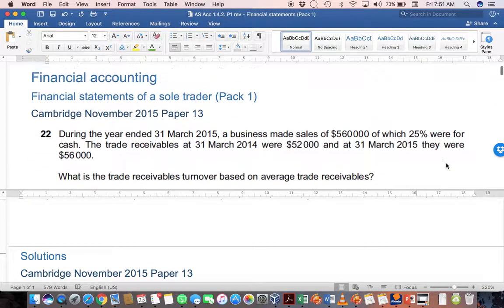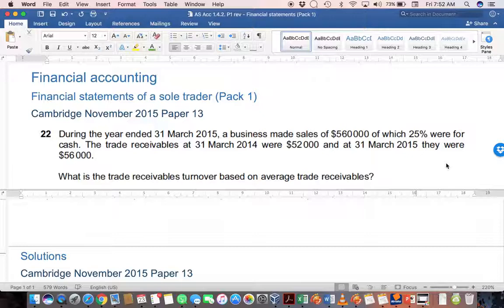Number 22. During the year ended 31st of March 2015, a business made sales of $560,000, of which 25% were for cash. In other words, you need to point out here, or remember for yourself, the other 75% must have been on credit. The trade receivables at the 31st of March 2014, in other words, at the beginning of the financial year, were $52,000, and at 31st March 2015, or the end of the year, they were $56,000. The fact that they've given you both balances will help you to work out the average figure that you'll need to use for this calculation.